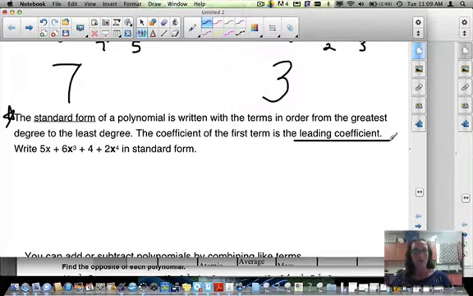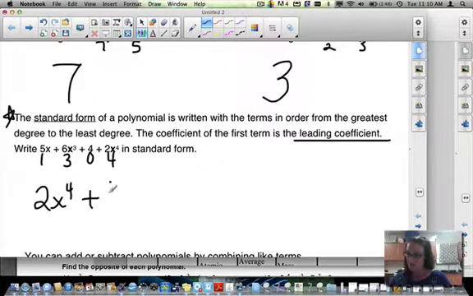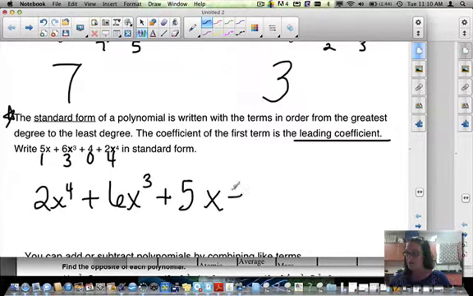All right, write 5x plus 6x cubed plus 4 plus 2x to the 4th in standard form. Okay, so we start with the term that has the highest degree. So I'm just going to go ahead and number my terms. That one has a degree of 4. This one has a degree of 3. That one has a degree of 1. And this one would be 0. There is no variable with an exponent. So the highest term is 2x to the 4th. The next would be plus 6x cubed. Then 5x, then 4.